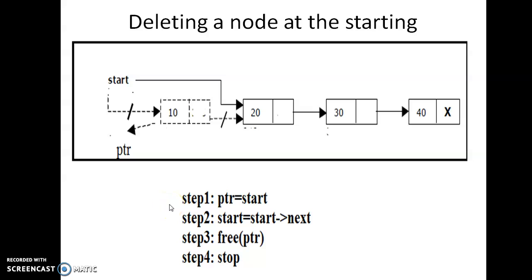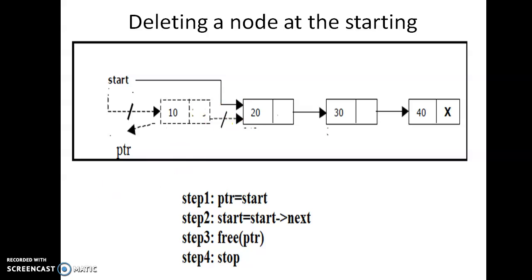So the algorithm, if you see that particular thing: initially the pointer is pointing to the starting memory location, that is the start. Now start will be pointing to the pointer of the next, and then afterwards we want to remove this particular node. That's why we are implementing the free operation on this pointer, that is free of pointer. So automatically now the start will be pointing to the second node that we are having. So this is the way in which we will be deleting a node at the starting of the linked list.